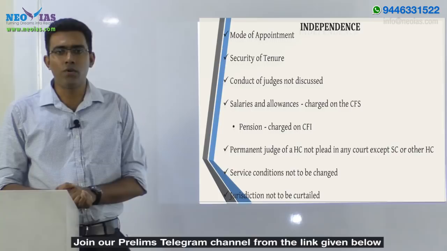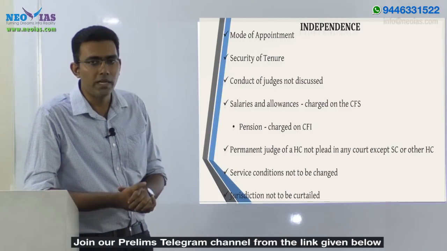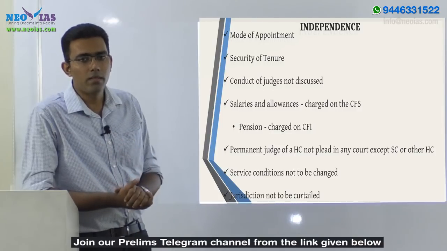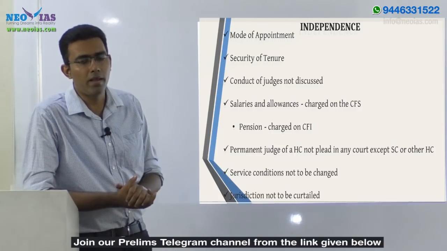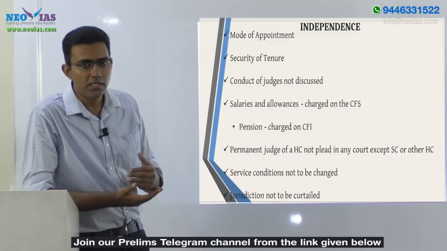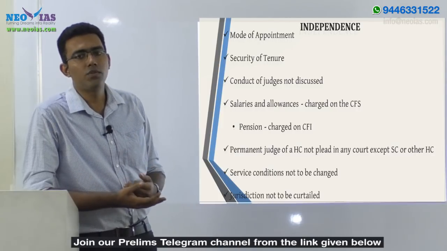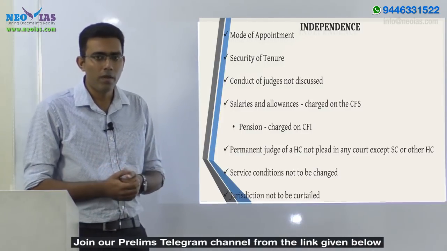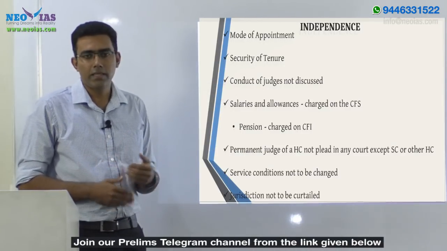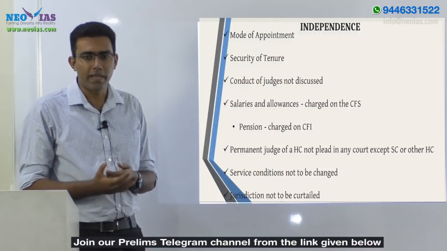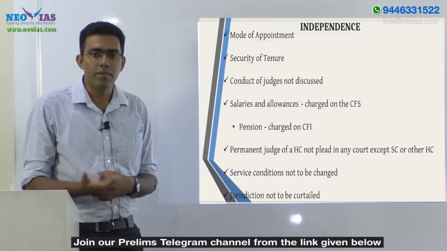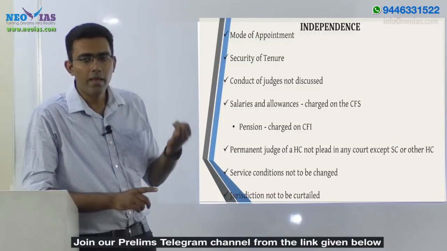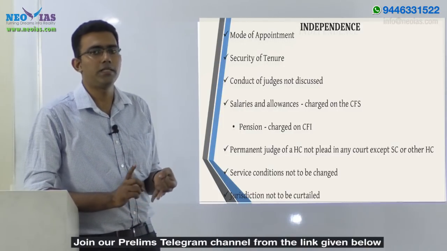Second one, the security of tenure. Here the removal manner is a peculiar manner, that is, the removal of a High Court judge is on the same grounds as that of a Supreme Court judge. Now regarding a High Court judge, how is he or she removed? They are removed the same as a Supreme Court judge, on the same grounds, that is proved misbehavior as well as incapacity. It is valid for both Supreme Court judge as well as High Court judge.